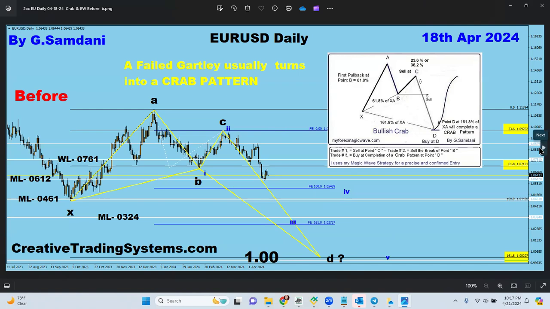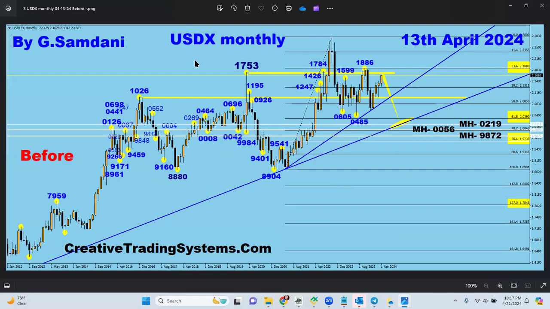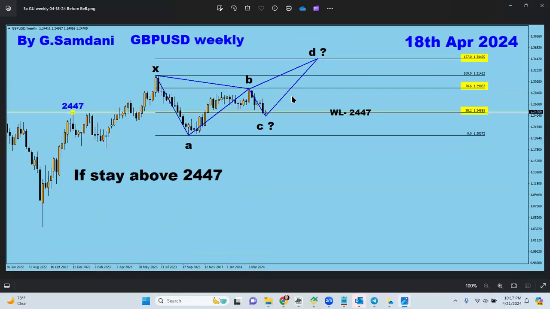What pound-USD is going to be doing: if USD goes down and gets weaker, then pound-USD is supposed to go up, and this is how it's going to go up.